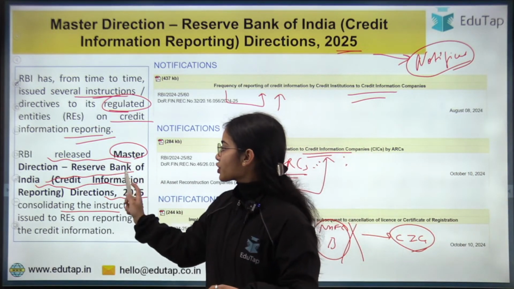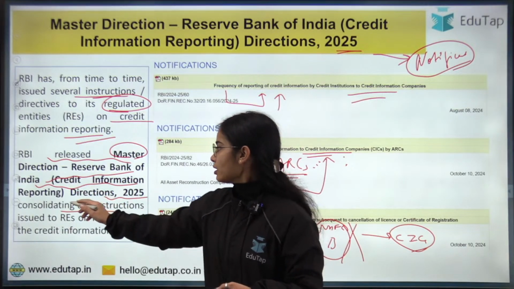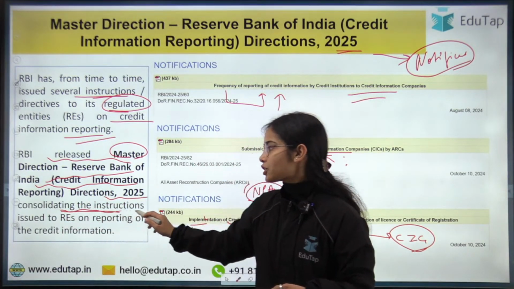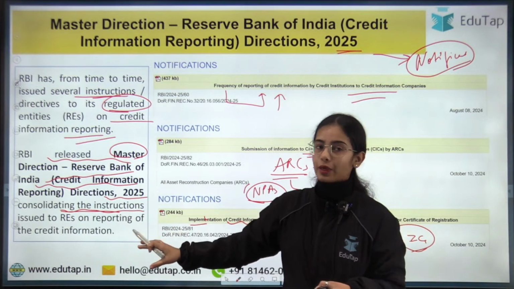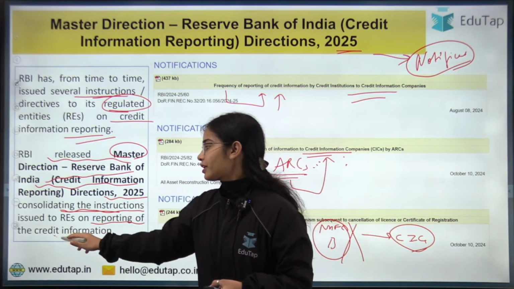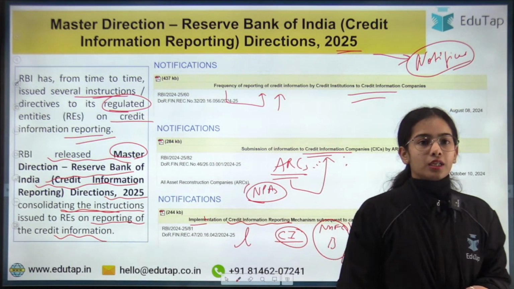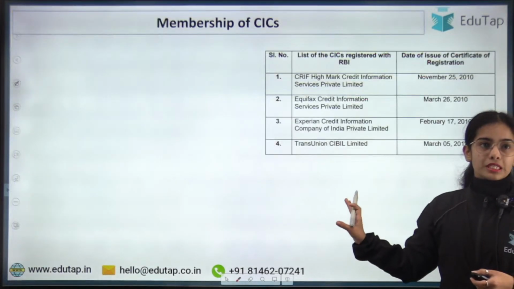So the RBI released the Master Direction, Reserve Bank of India, Directions 2025, consolidating the instructions issued to the regulated entities on reporting of the credit information. Okay. So I hope this is clear.